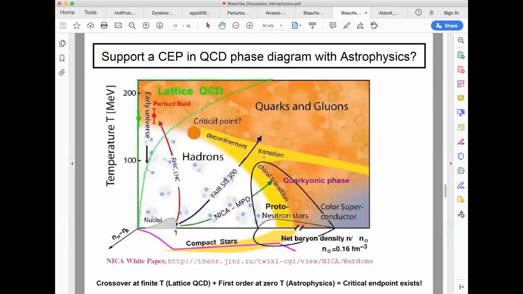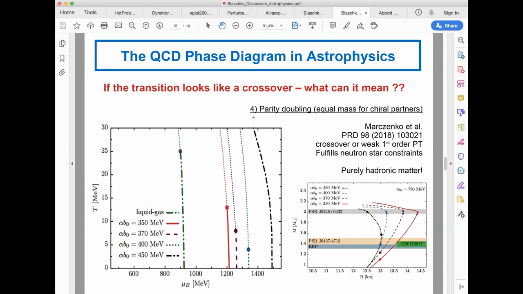Okay, wait, it's this direction here. Yes. Okay, and so here we have some parameters I will not explain now. So different versions with a rather low critical endpoint here, of the same order as the liquid gas critical endpoint. So here is actually the liquid gas transition in that model.